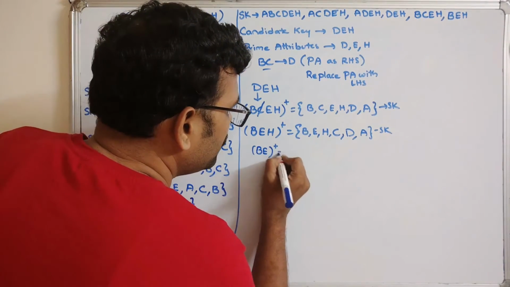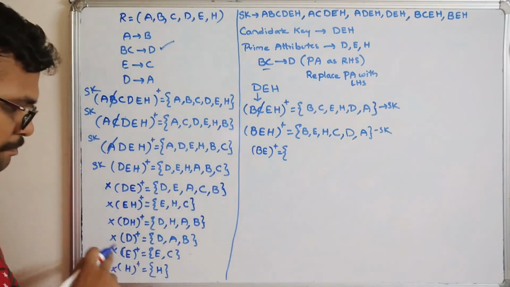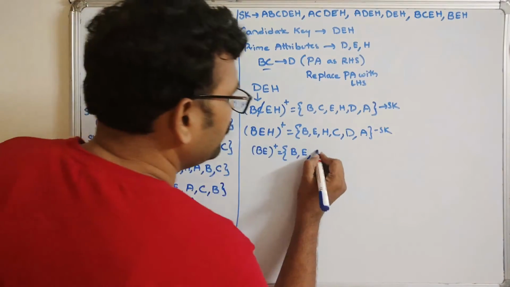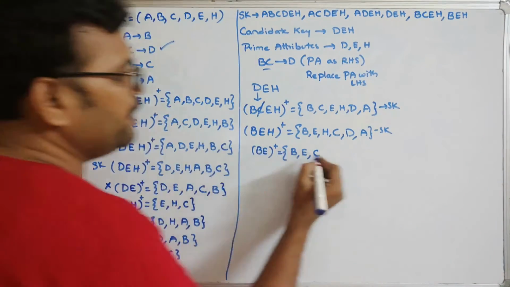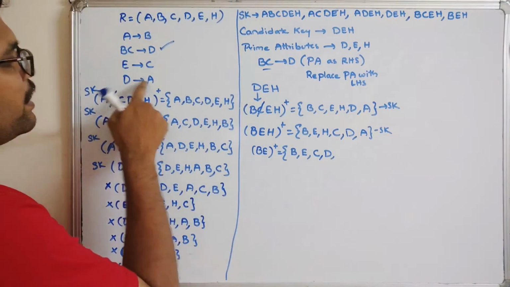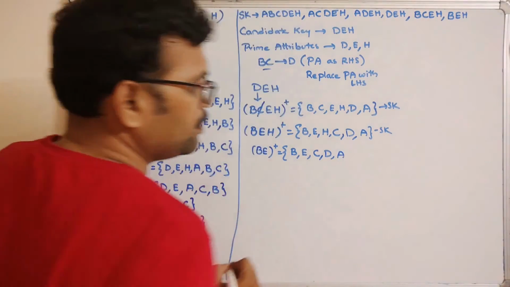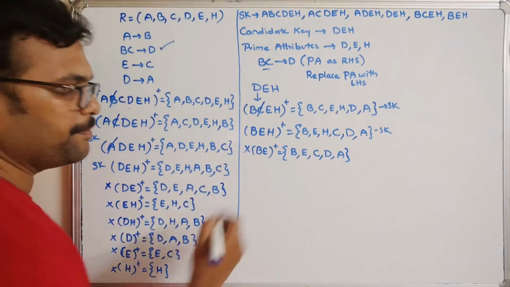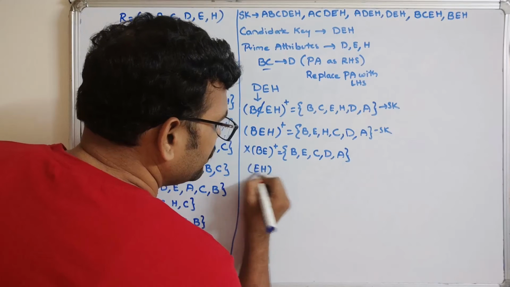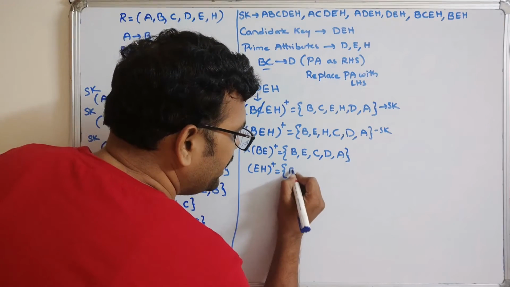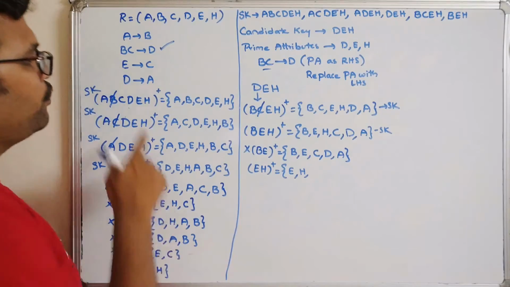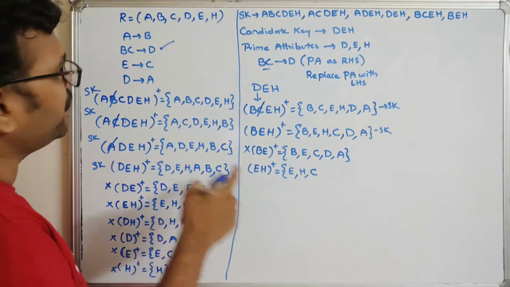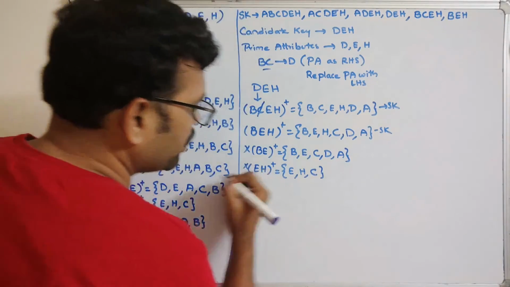BE. So write down this one, BE. So we can determine B, comma E, and if you know E, we can get a C. If you know BC, we can get a D. If you know D, we can get A. Right? What about H? There is no H. So simply we can say this is not a super key. And next one, E and H. So find out the closure of E and H. If you know E, we can get a C. And any other attribute we can determine? No. So this is also not a super key.